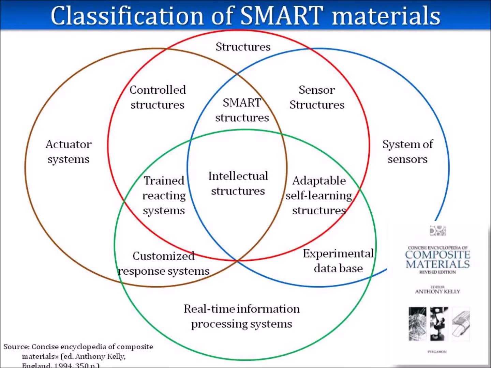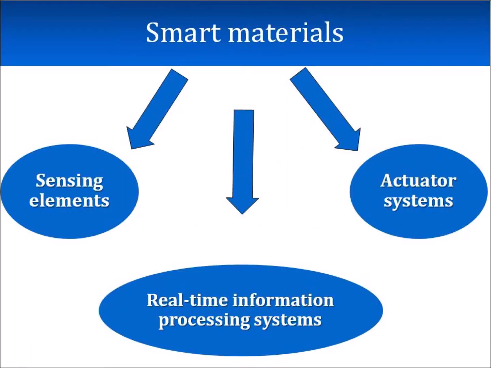One of the directions of research in the field of materials science is related to the development and preparation of smart materials. According to the classification of smart materials given in the book shown on the slide, they should include one or more of the following components: sensing elements, actuator system, and real-time information processing system.